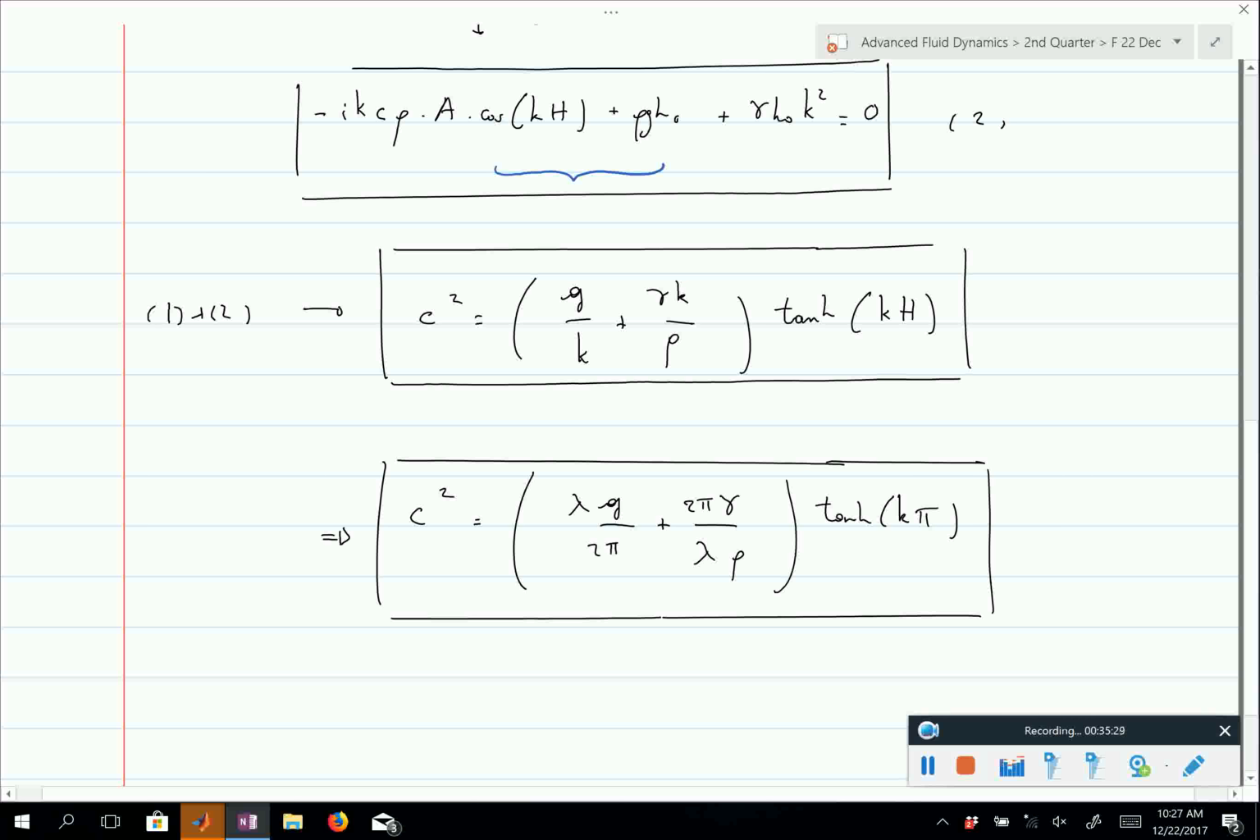So the first thing that you would notice at this point is c squared here is always going to be positive. Lambda is a positive number, g is a positive number, gamma is a positive number, rho is a positive number, and the hyperbolic tangent of a positive number, this is not a pi, this is an h, kh, this is a positive number. So if c squared is a positive number, is it going to have an imaginary part? No, right? So what you have is any wave is not really going to be amplified.